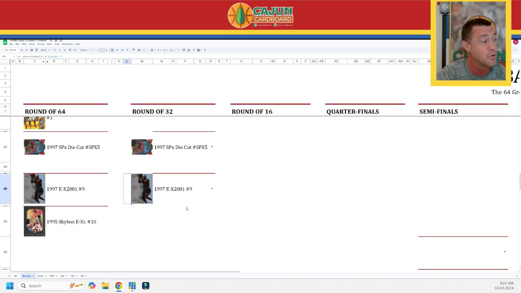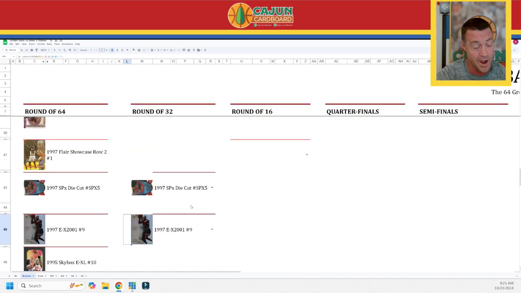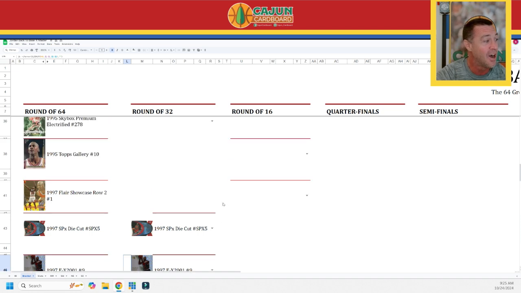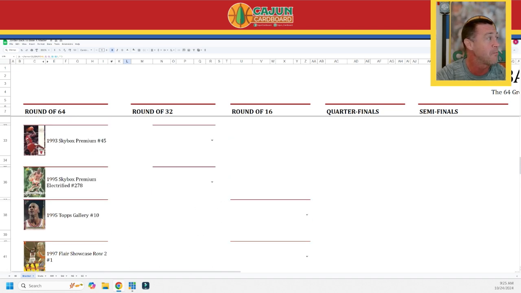But the 97 EX 2001 moves through, and now we got something in round 2 here. The 97 SPX die cut versus the 97 EX 2001. That is going to be interesting. I am very anxious to see where that one goes and who will match up in the next round.